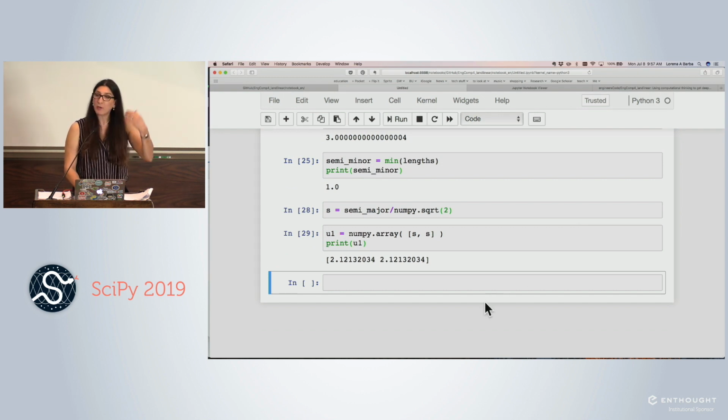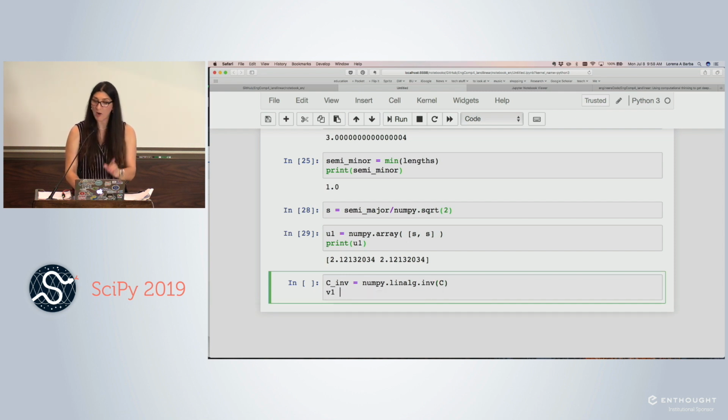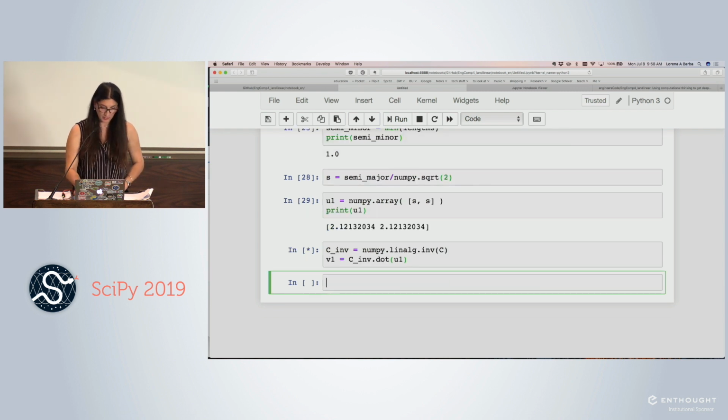Okay, let's just now. How do we find the vector on the original space that landed there by the transformation? Think for a bit. Very good. So let's do that. Let's compute the inverse. C inverse is going to be numpy.linalg inverse of C. And V, let's call it V1, is the vector that got transformed into U1. That's going to be equal to C inverse dot U1. All right. That's the vector that gets transformed by C into U1.